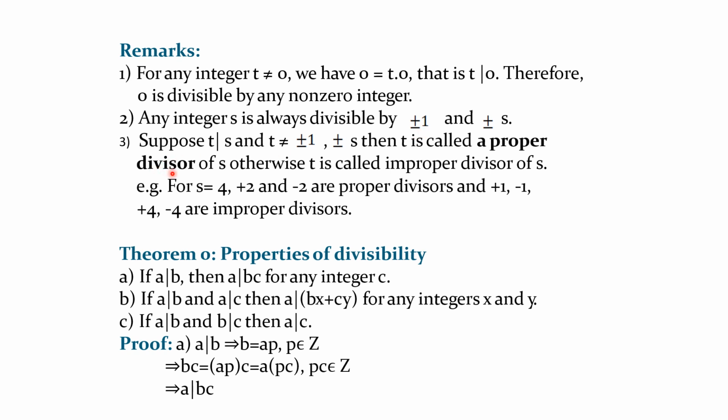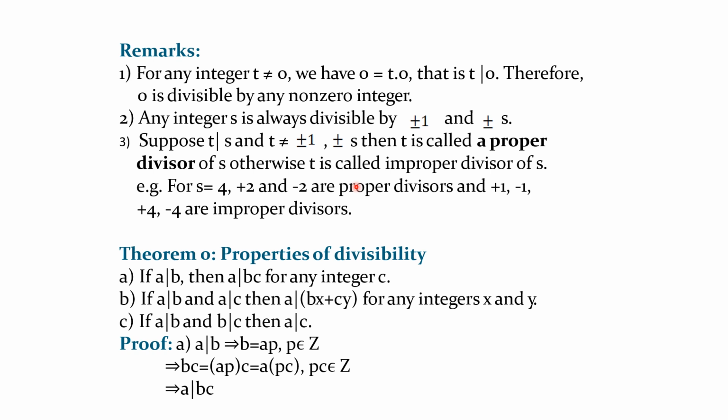Now, the third important remark is: if t divides s and if t is different from plus or minus 1 and plus or minus s, then in that case we say that t is a proper divisor of s. Otherwise, t is called an improper divisor of s. It means for s, plus or minus 1 and plus or minus s are always divisors. So these are improper divisors of s. And if there is any other divisor, then we say that it is a proper divisor of s.